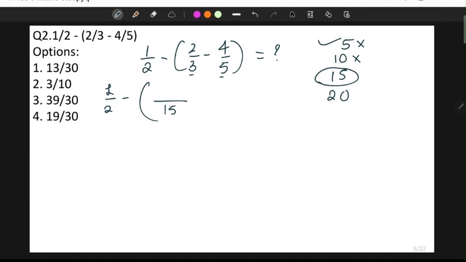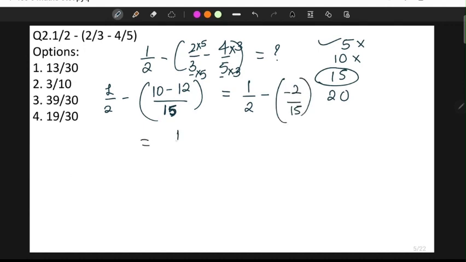So I have taken the LCM here as 15. How will I get 15? By multiplying 3 by 5. 3 5s are 15. If I am multiplying the denominator by 5, I have to multiply the numerator also by 5. So this gives me 5 2s are 10, as well as here 5 3s are 15. The denominator has been multiplied by 5, so the numerator will also be multiplied by 3 over here. So 5 3s are 15 plus 4 3s are 12. So this gives me 1/2 minus (10 minus 2), that is 1/2 minus 2/15.